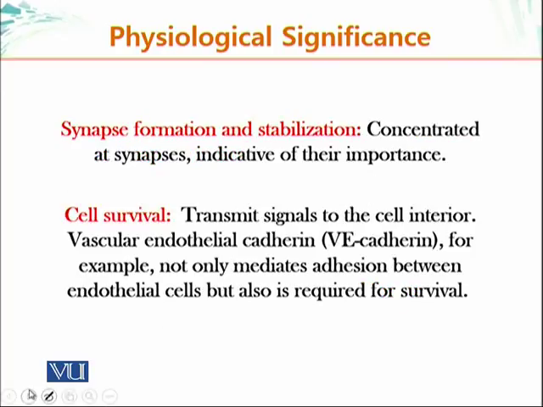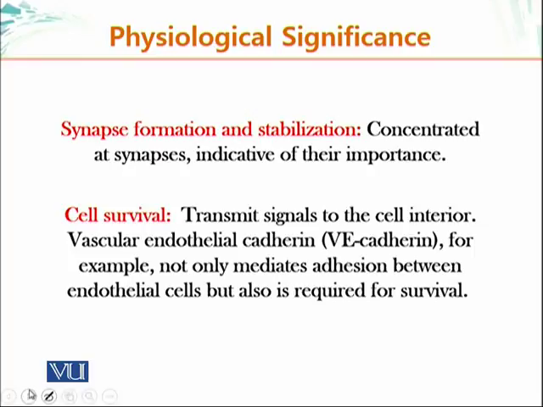Synapse formation and stabilization. These cadherin molecules are also concentrated at synapses, which is basically a junction of a neuron, a type of nerve cell, and its target cell, whatever that target may be. This also indicates, of course, the physiological significance of these molecules.